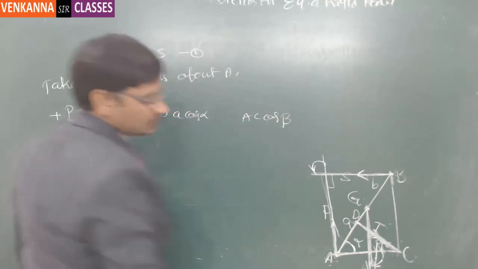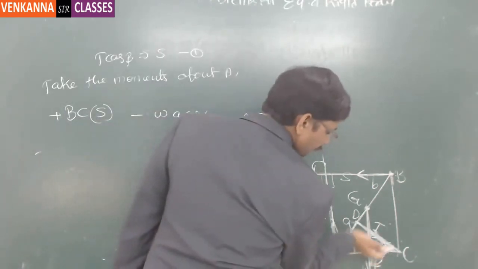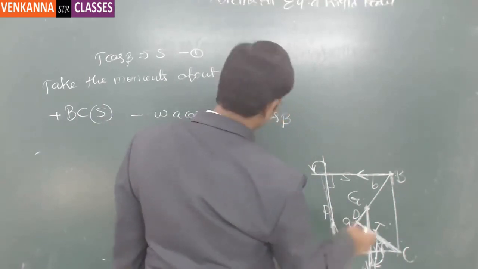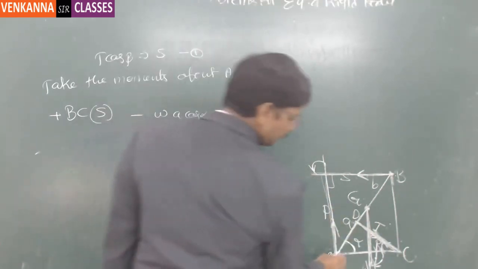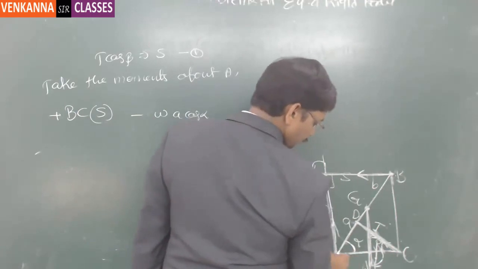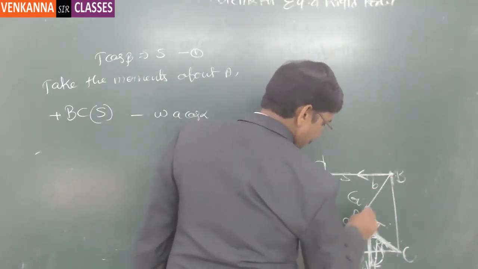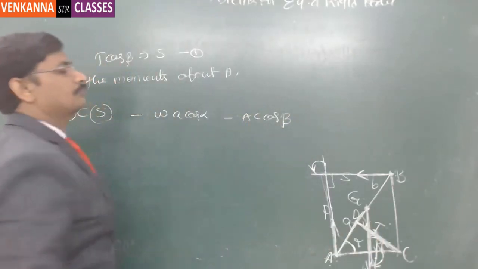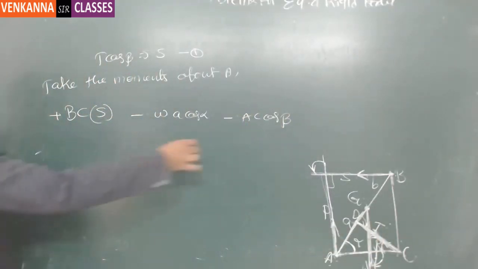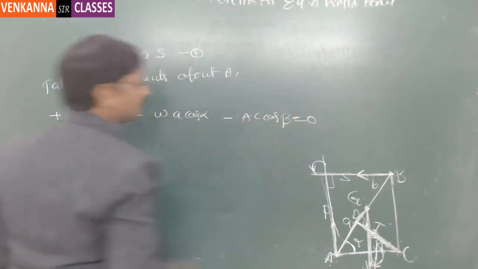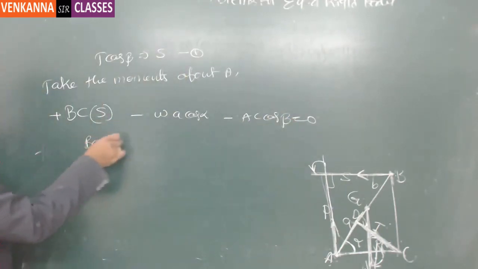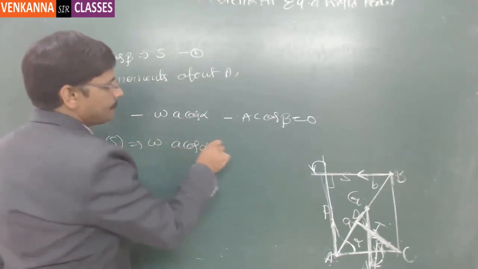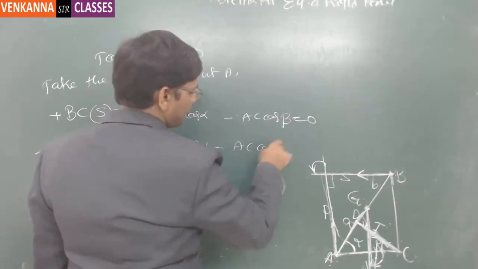So AC cos beta, so this directional force. So this will be how much? So which direction is it? So AC cos beta. So this is also clockwise, minus. So this has to be equal to 0 for the equilibrium condition. Now BC into S is equal to W into A cos alpha minus AC into cos beta.